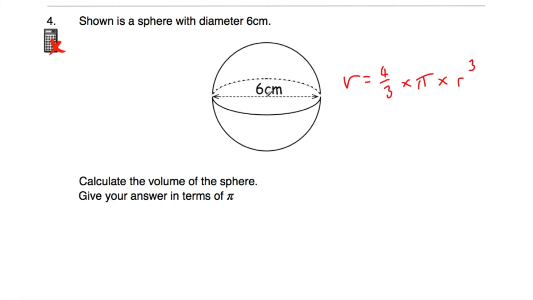Now the radius of the sphere, so from the centre to the edge, will be 3 centimeters, half of the diameter. So we've got the volume will be equal to 4/3 multiplied by pi multiplied by the radius, which is 3 cubed. Now what we're going to do is we're going to work this out.